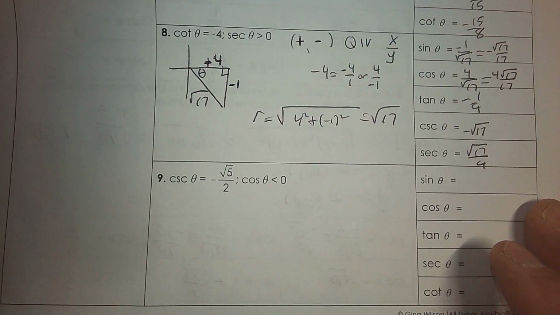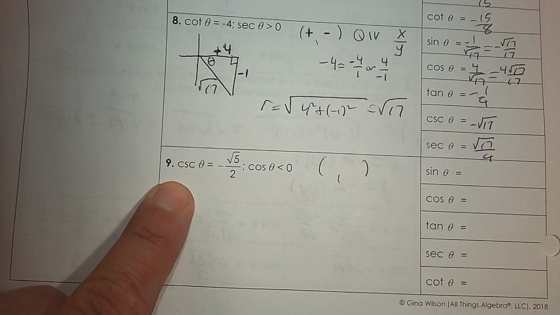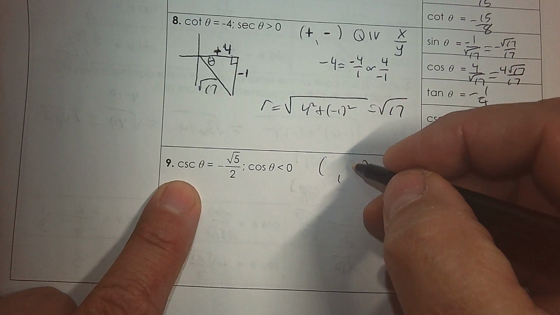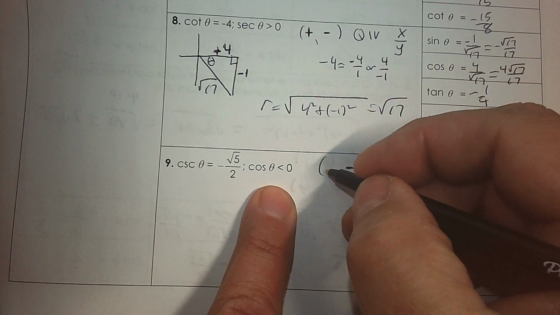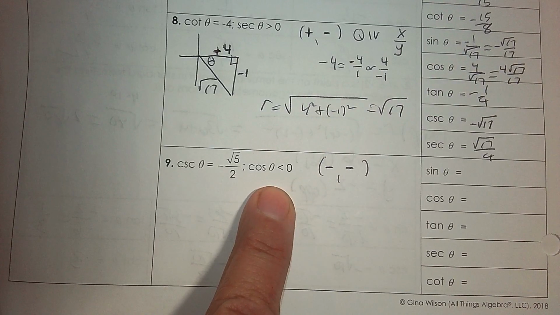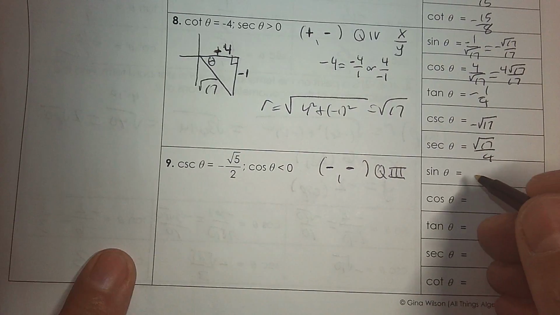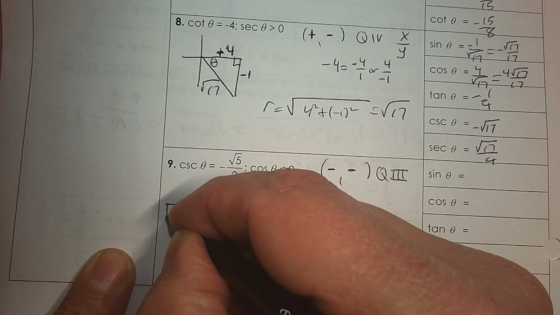All right, let's practice again. I need to know what quadrant it's in. So I need to know, does cosecant go with the x-coordinate or the y-coordinate? Cosecant's the reciprocal of sine, and sine goes with the y-coordinate. So I know the y-coordinate's negative. It says cosine is negative, so already I know x is also a negative sign. So the quadrant we're in here is quadrant number 3. So we're going to draw a right triangle in quadrant number 3.